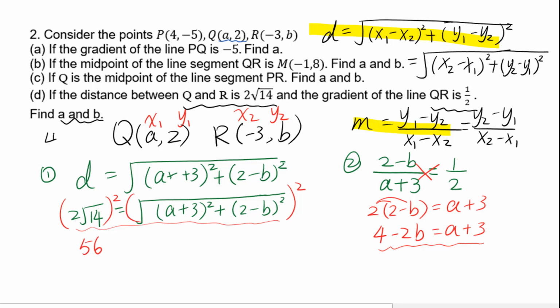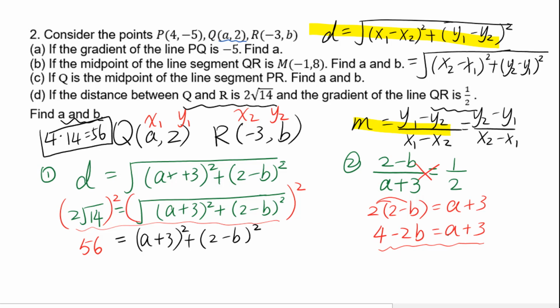2 squared is 4. Square root of 14 squared is 14. 4 times 14 equals 56. That's how you do 2 square root of 14 squared. When you square this square root, you will get (a plus 3) squared plus (2 minus b) squared. If one is a linear function and the other is a quadratic function, try to use substitution to solve.